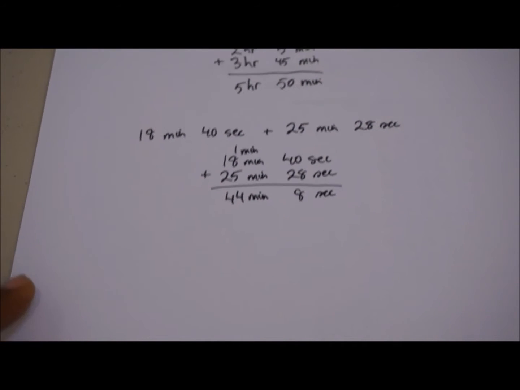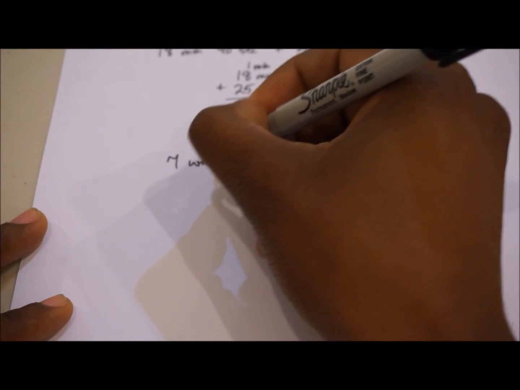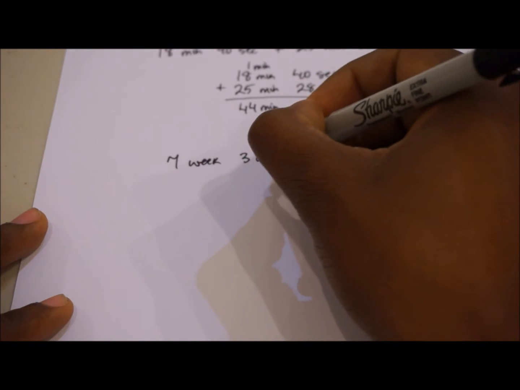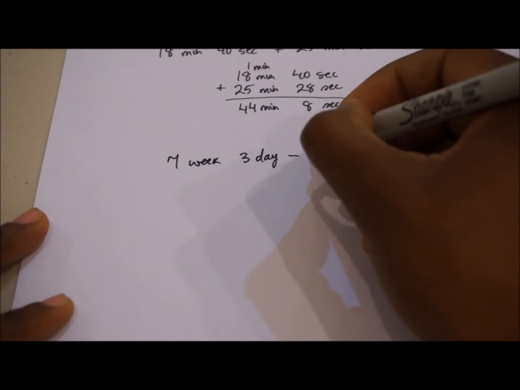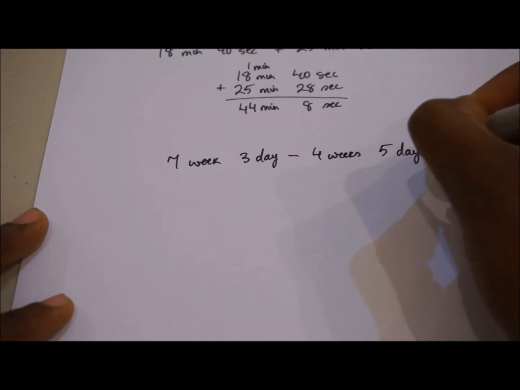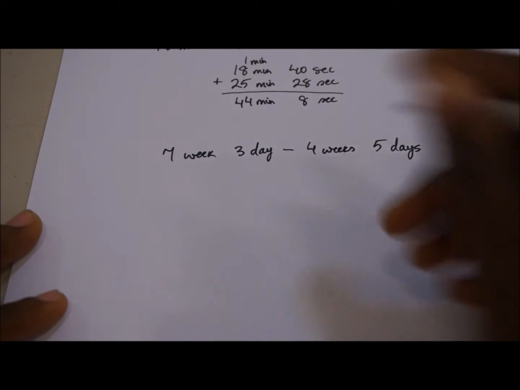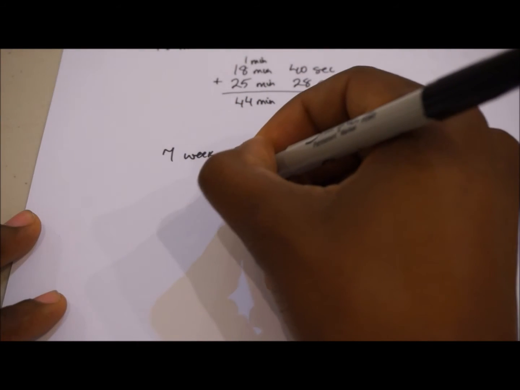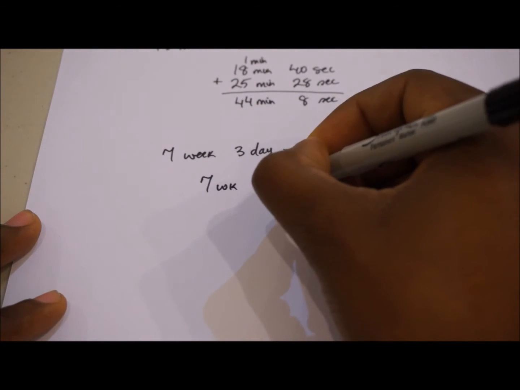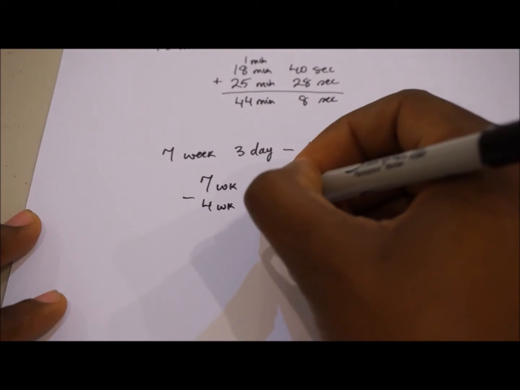Okay, here's a subtraction. In this subtraction problem, I am told 7 weeks, 3 days, and I'm going to subtract 4 weeks, 5 days from that. Again, the principle remains exactly the same. We must do weeks with weeks, and we must do days with days. Therefore, 7 weeks, 3 days, minus 4 weeks, 5 days.